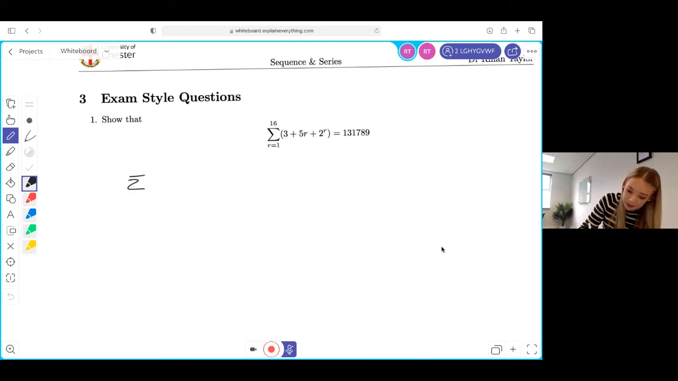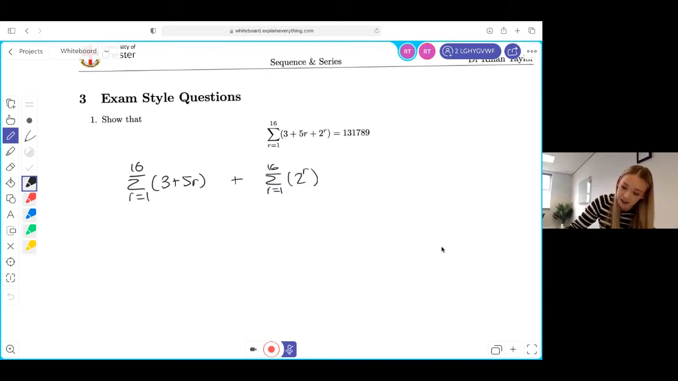So if we look separately at the sum of the first part, and then we'll consider the sum of the next part, 2 to the r. Then we'll look at them both separately. So you can see that 3 plus 5r, when r is 1, we'll get 8. When r is 2, we'll get 13. When r is 3, we'll get 18, and so on. You can see the first term is 8, and the common difference d is 5 in that one.